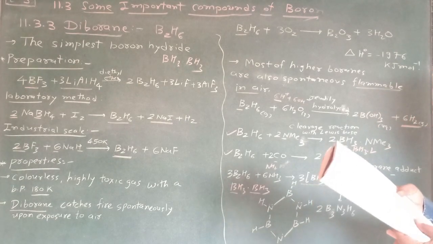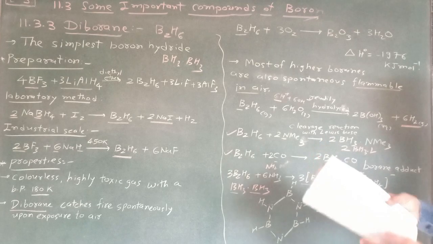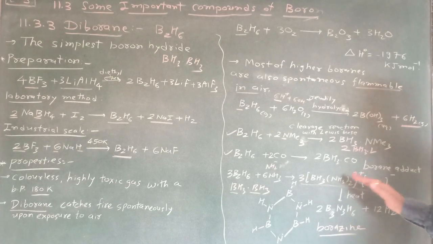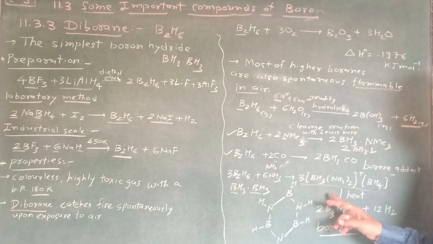And due to that, we can say that B3N3H6 is borazine. In your textbook it is written how borazine is obtained. So this is all about this. This is a very interesting reaction. You write it completely, how borazine is obtained from diborane. So it's one type of conversion.